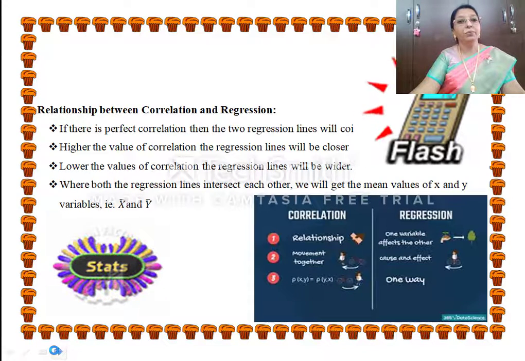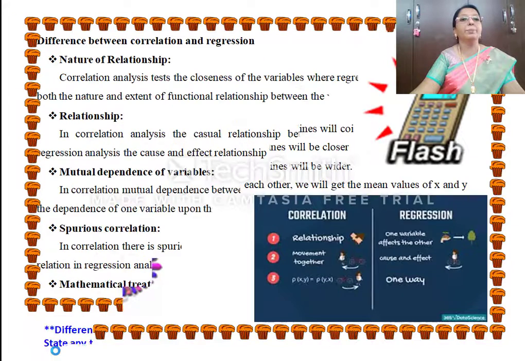Now going on to the relationship between correlation and regression. If there is a perfect correlation, then the two regression lines will coincide. Higher the value of correlation, the regression lines will be closer. Lower the values of correlation, the regression lines will be wider. Where both regression lines intersect each other, we will get the mean values of x and y variables, that is x bar and y bar.